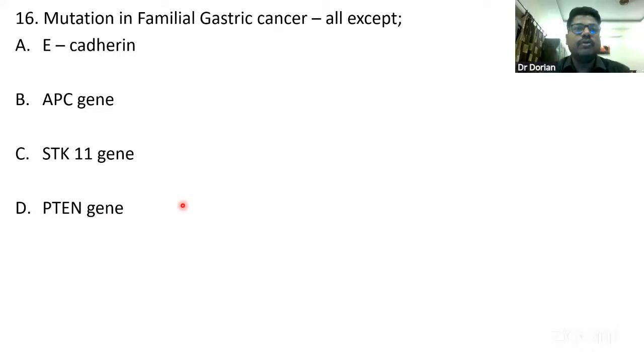PTEN gene. Can anyone say what PTEN gene mutation causes in the chat box? PTEN gene mutation. What disease does it cause? I'll be waiting for your answer.